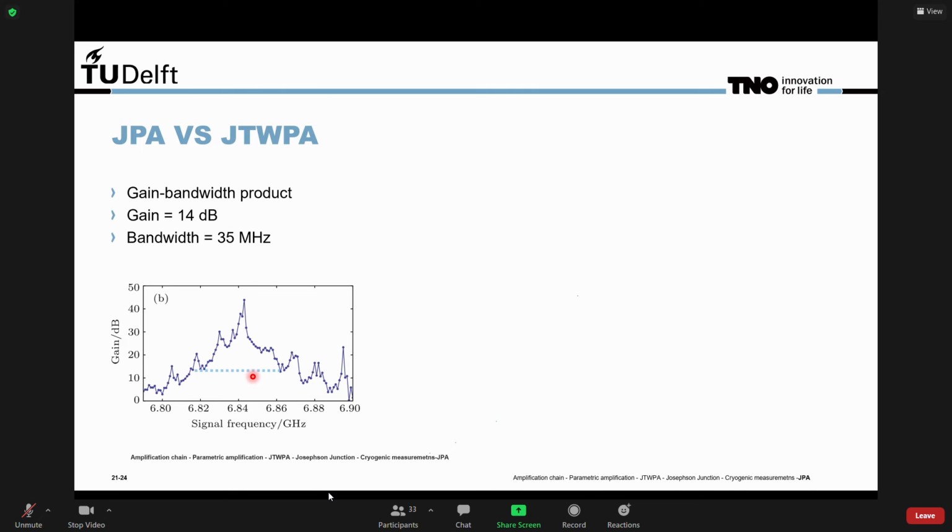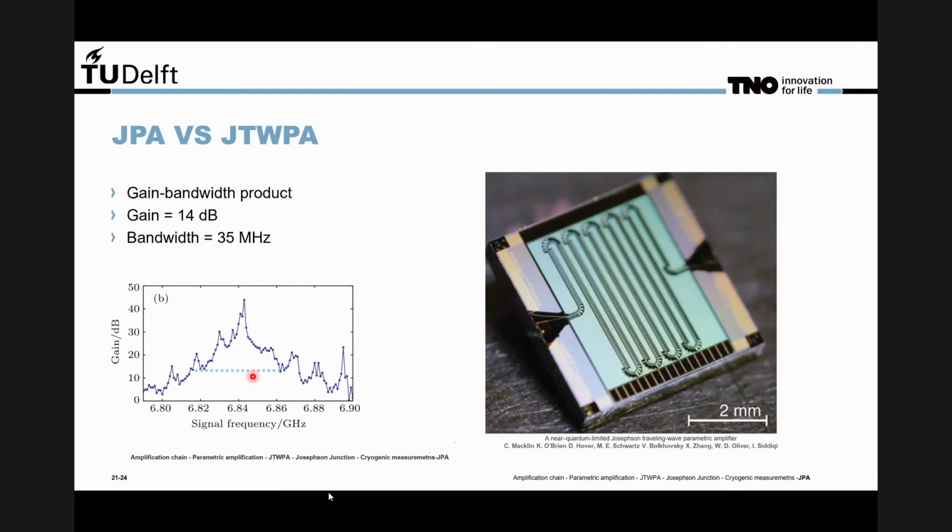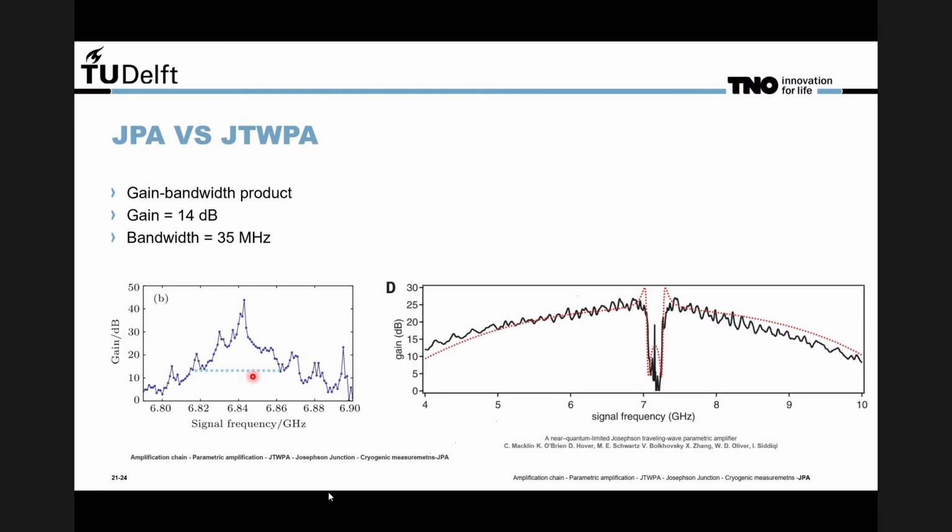if we want to read out multiple qubits. For this, a TWPA is a better fit. Like a JPA, it works with four-wave mixing, but it's not limited by a gain-bandwidth product. Here we see a gain curve of a TWPA. It has 20 dB of gain over a bandwidth of 3 gigahertz.